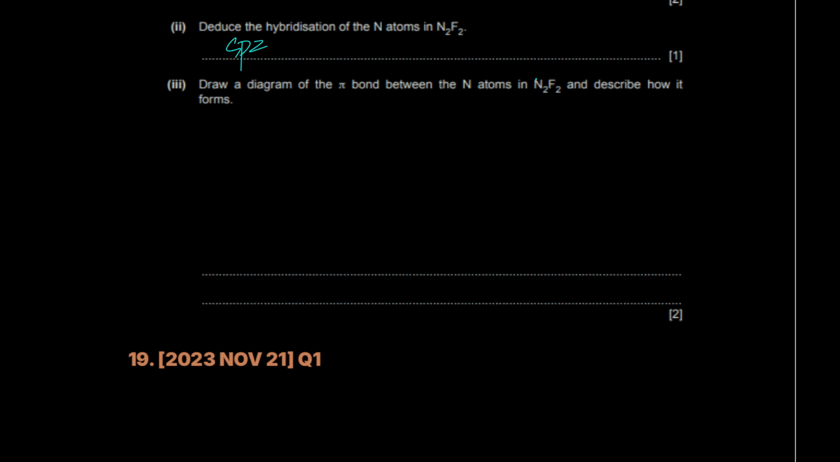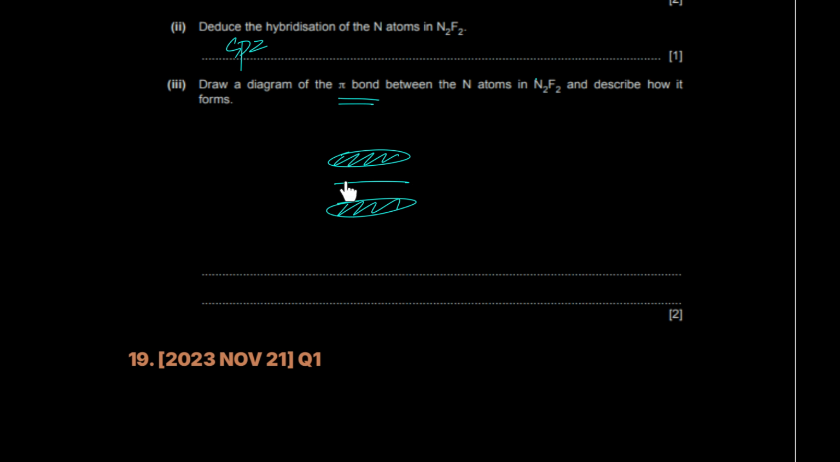Draw a diagram to show the pi bond between the N atoms in N2F2 and describe how it forms. To show the pi bond. See, he's not asking you to show me the overlap. He's asking you to show me the pi bond. How do you show the pi bond? Like so. Like a kidney bean structure. This is the internuclear axis, and it's above and below. The pi bond forms above and below the two nuclei right here.